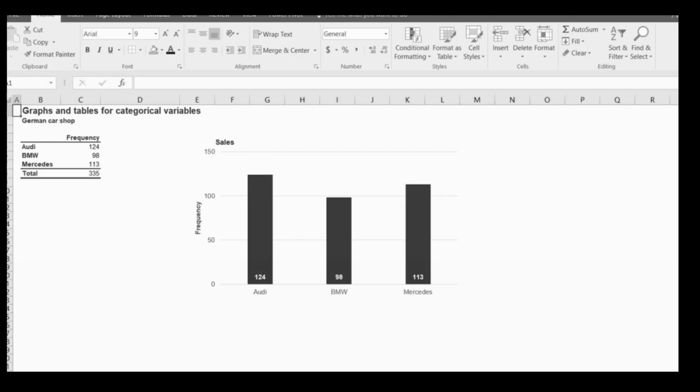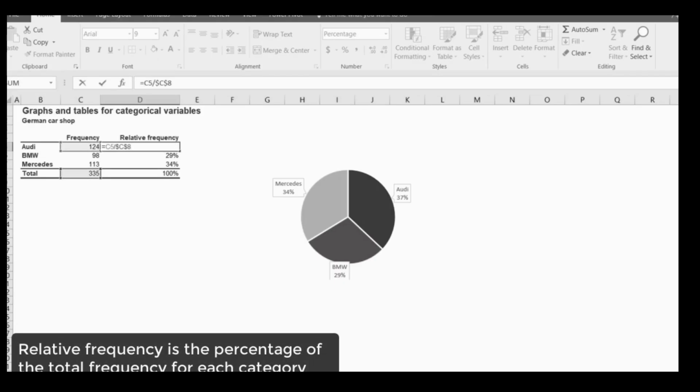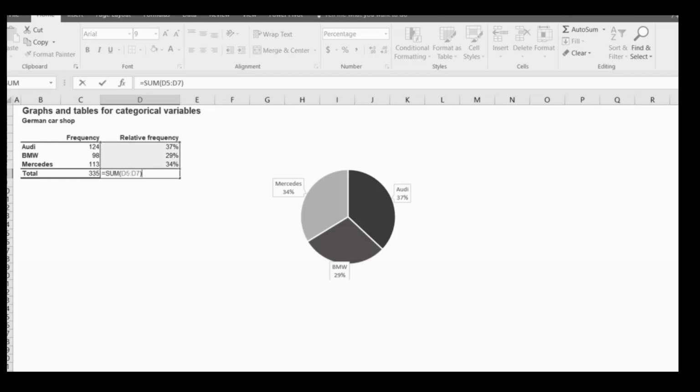Okay, let's represent the same data as a pie chart. In order to build one, we need to calculate what percentage of the total each brand represents. In statistics, this is known as relative frequency. Naturally, all relative frequencies add up to 100%. Pie charts are especially useful when we want to not only compare items among each other, but also see their share of the total.